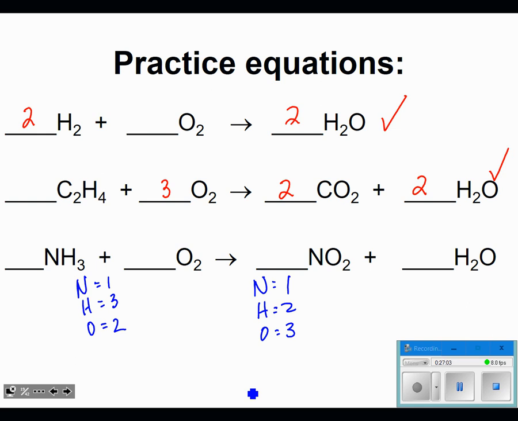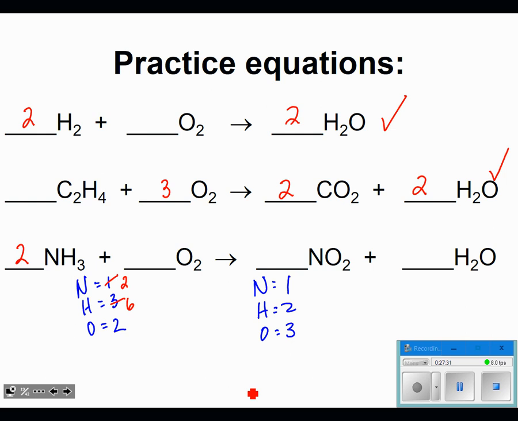Okay, so my first thing to think about is the fact that I don't have an easy number between 3 and 2 for my hydrogen, so I have to come up with a multiple. And the multiple that they share would be 6. So what can I multiply by 3 to get 6? And that would be a 2. So when I do that, I have to recount. So now I have 2 nitrogens and 6 hydrogens.